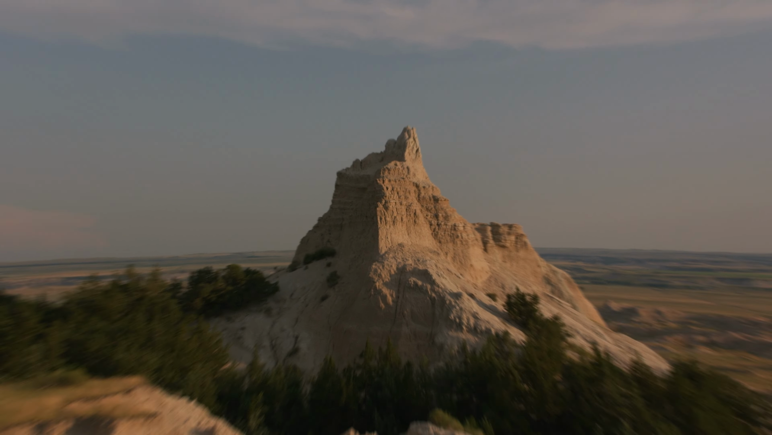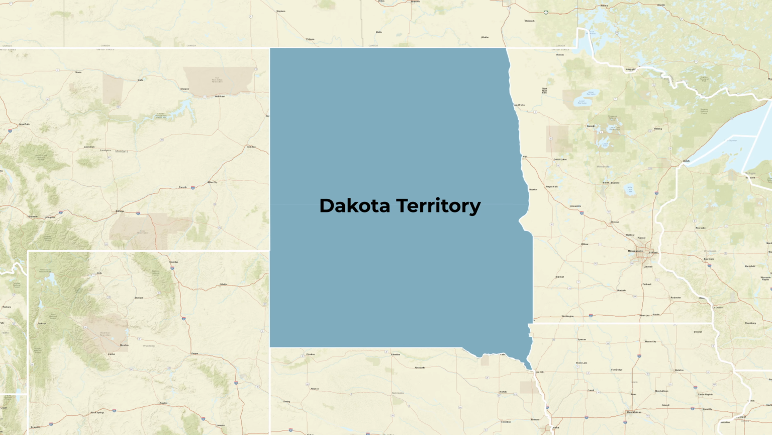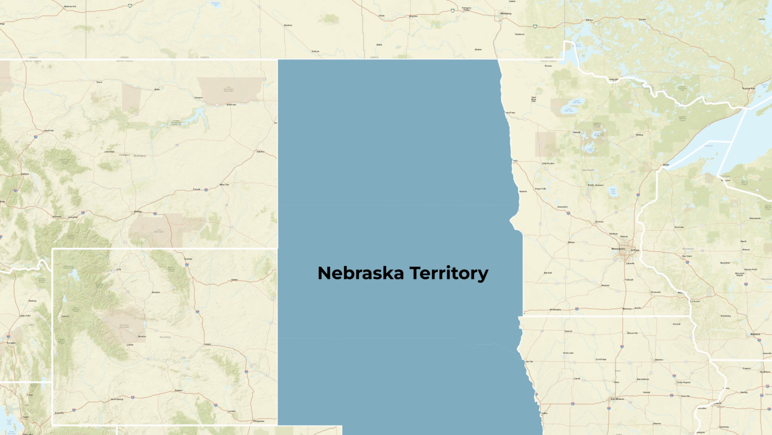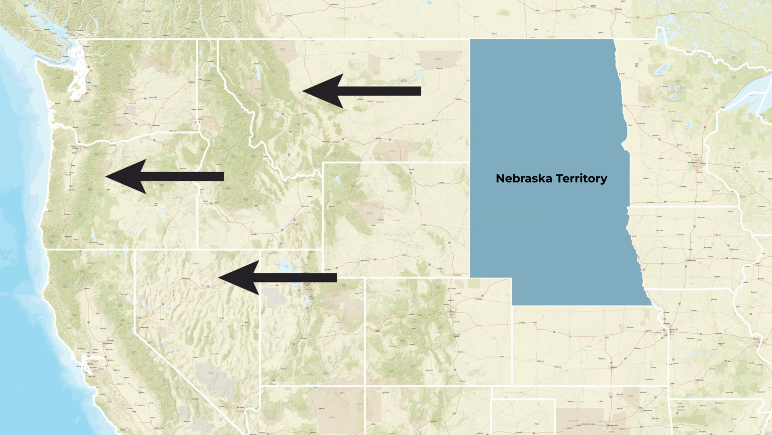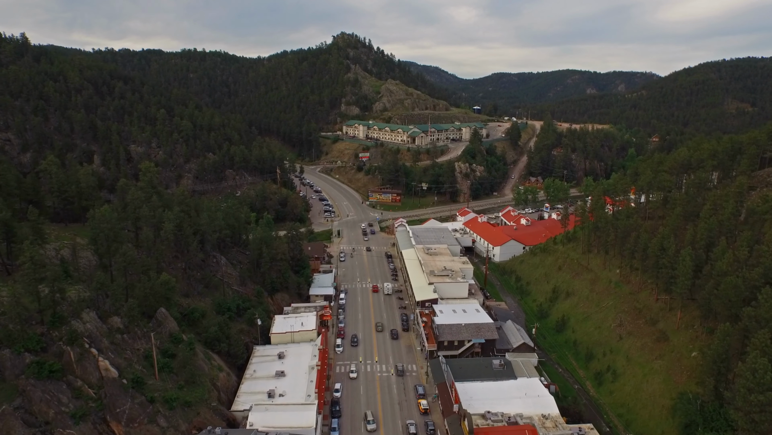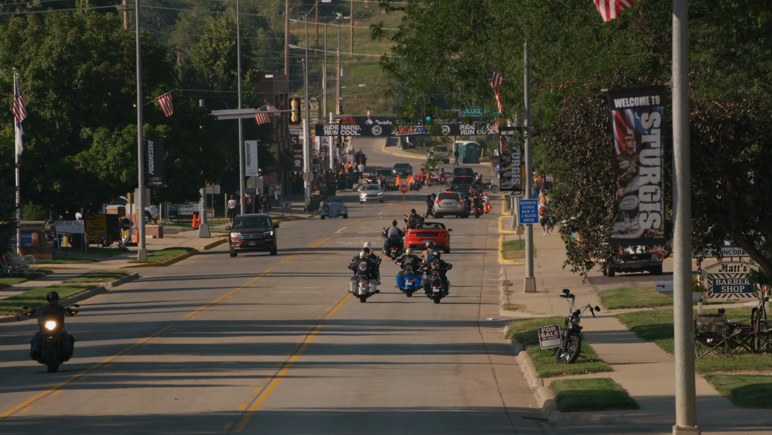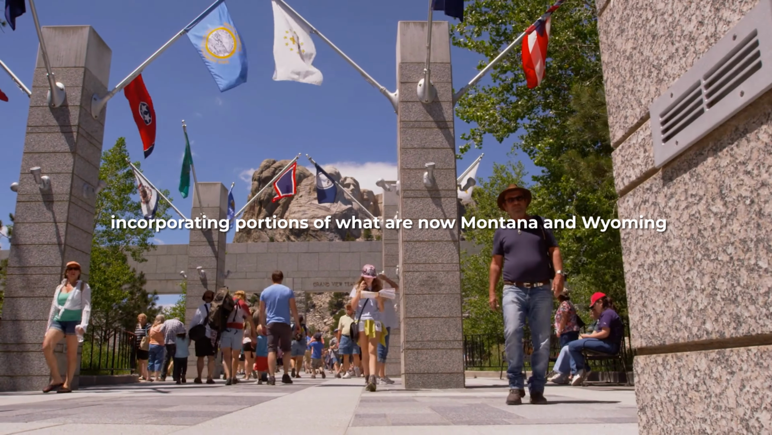Development of the Dakota Territory. The Dakota Territory came into existence in 1861, carved out of the larger Nebraska Territory, at a time when the United States was rapidly expanding westward. Initially, it covered a vast and loosely organized frontier that stretched far beyond the borders of today's Dakotas, incorporating portions of what are now Montana and Wyoming.